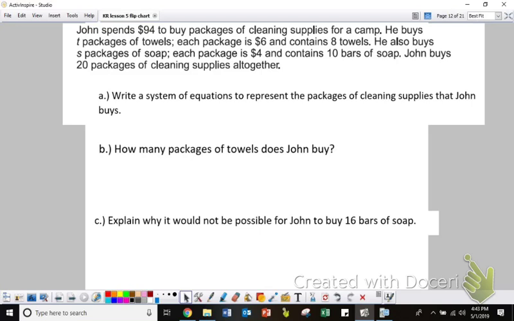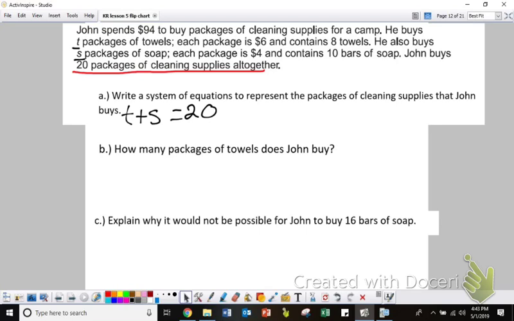So first things first, we need to come up with that system of equations. Again, I like to start with the total. And if you read through, it says he bought 20 packages all together. So we know that the first equation should be equal to 20. And the only types of packages there are either the packages of towels or the packages of soap, T and S. So I have T plus S is equal to 20.